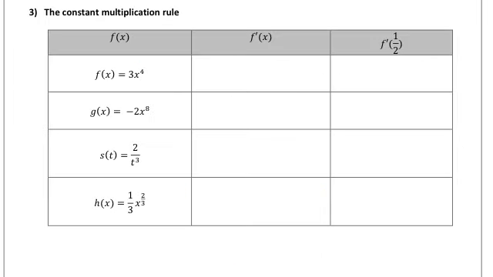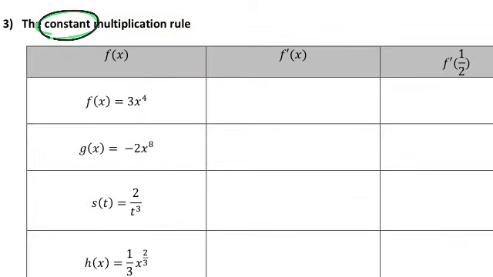Okay, we can take what we just did further with something called the constant multiplication rule. The constant multiplication rule says that if you have a function f of x and its derivative is f prime of x, then if you multiply this function by 3, you're going to multiply the derivative also by 3. That's basically what the constant multiplication rule says.